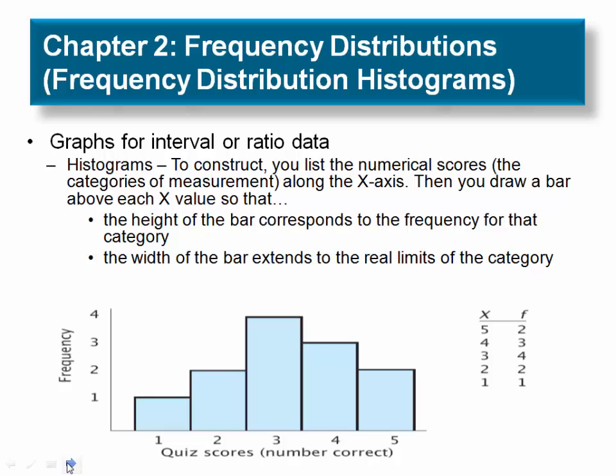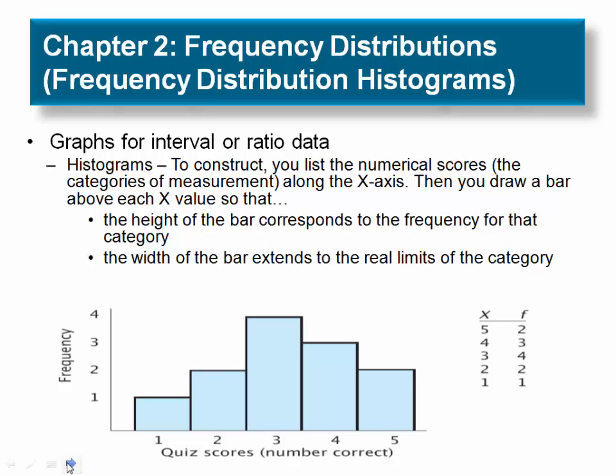We will consider several different types of graphs, but all start with two perpendicular lines called axes. The horizontal line is called the x-axis or the abscissa. The vertical line is called the y-axis or the ordinate. The measurement scale, the set of x values, is listed along the x-axis in increasing value from left to right. The frequencies are listed in the y-axis in increasing value from bottom to top.